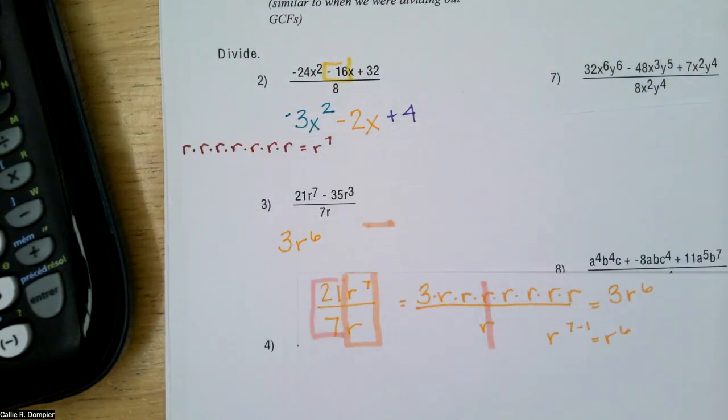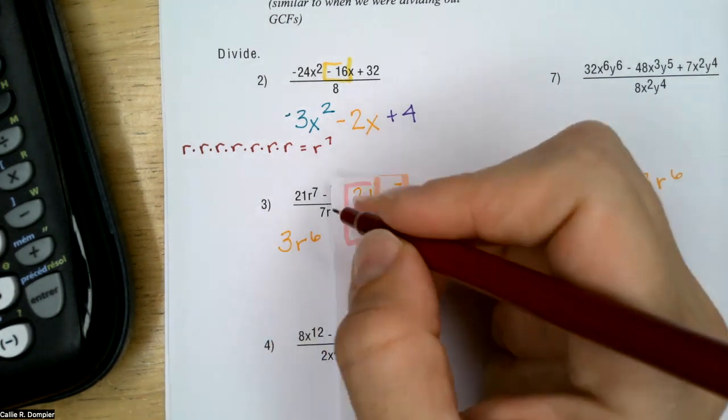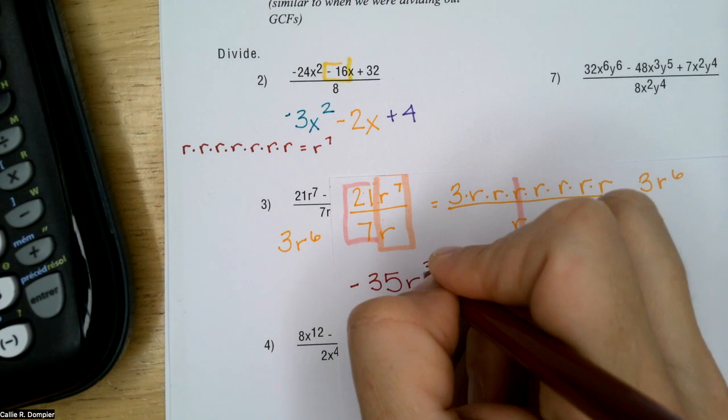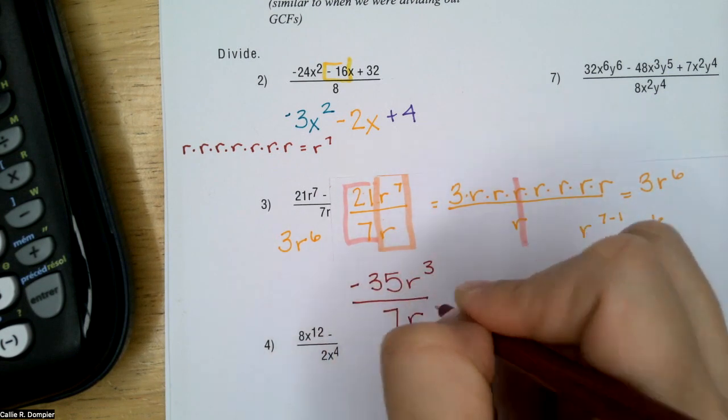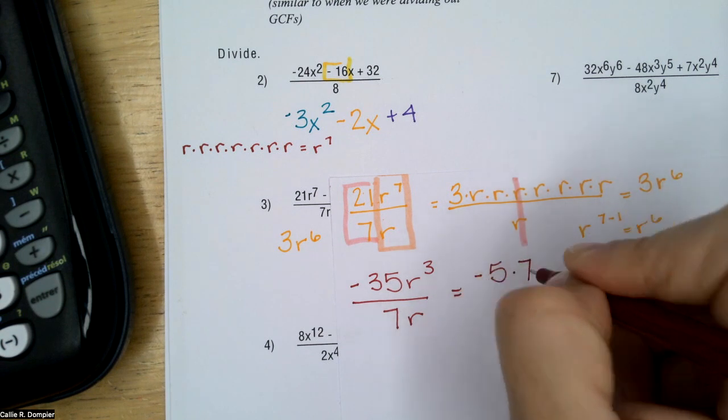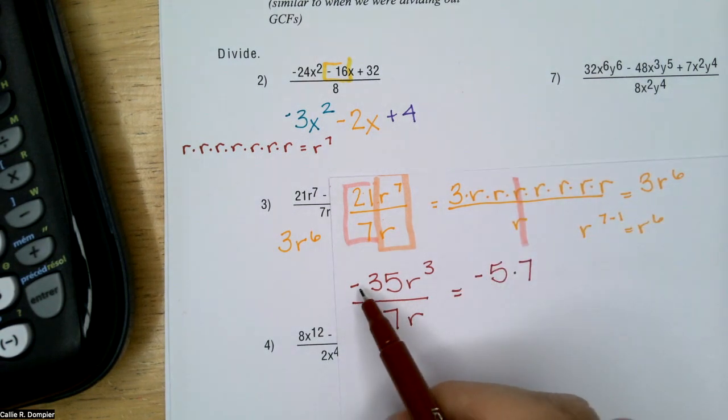Okay, the second term of that was a negative, remember? 35r to the 3rd over 7r. 35 divided by 7 is a 5 times 7, but it's a negative. So you can either make the 5 negative or the 7 negative.